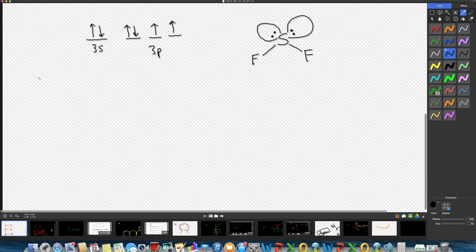If you look at the electron configuration of fluorine, we have a 2s2 and a 2p5, 7 valence electrons. Fluorine is capable of making 1 bond, which it is, and it has 1, 2, 3 lone pairs. I can draw these as lines or as electrons, whichever you prefer. And this is the proper Lewis structure for SF2.